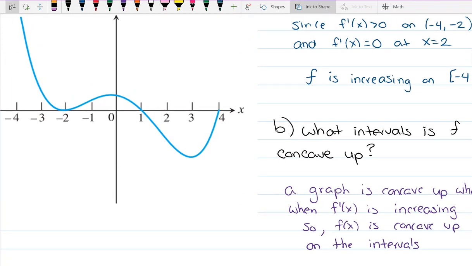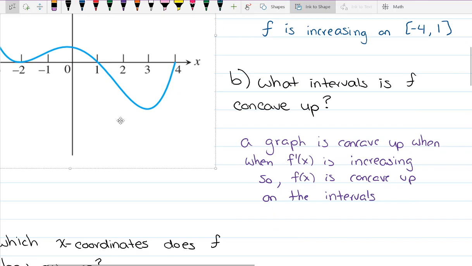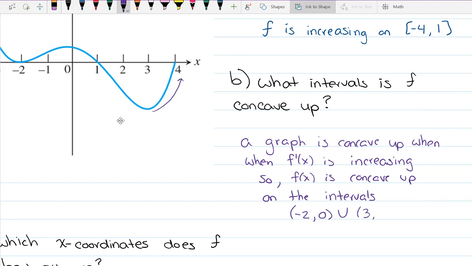Let's figure this out. So look, right here, the derivative is decreasing because the f prime of x is going down. So here the graph would be concave down, but we want concave up. Here the graph is increasing, then it starts going down again. So we're concave up from -2 to 0, and we're concave up from right here at 3 to 4. These are the areas where the graph is concave up because the derivative is increasing.